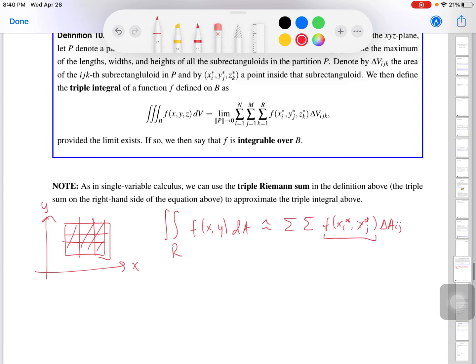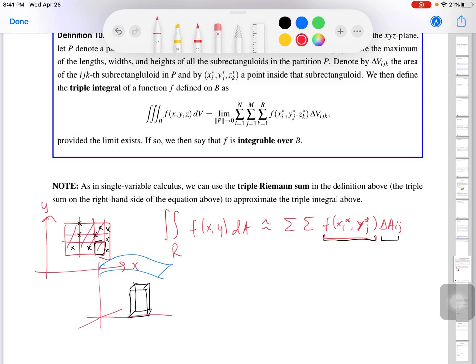We had the output value of the function at all of these specific points that we chose somewhere inside or on the boundary of these subrectangles. That was this f of x y star. And then we multiply that by the area of the base of these rectangular subregions, thereby producing this rectanguloid that approximated the volume that we were trying to measure from the function, right?